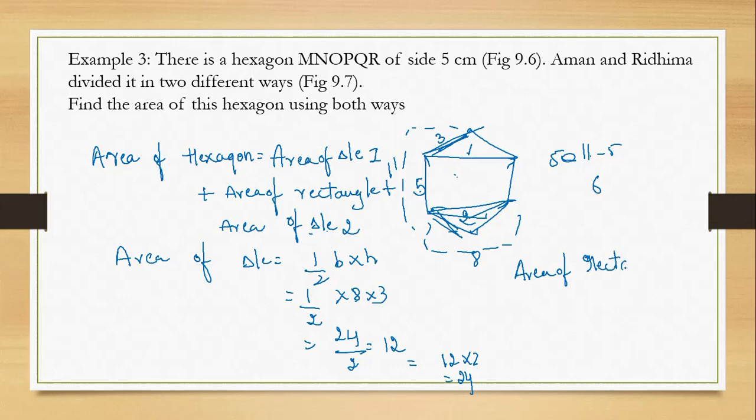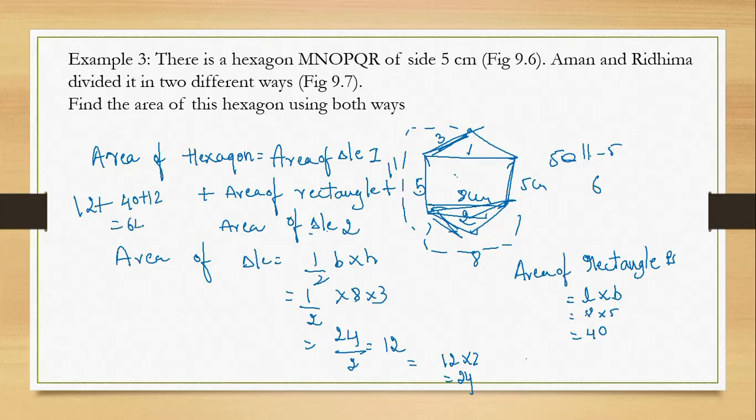Then we know the area of a rectangle is length into breadth. The length is given, that is 8 centimeter, and the breadth is 5 centimeter. So 8 into 5 is 40. Then we add these: the area of the first triangle is 12, the area of the rectangle is 40, and the area of the second triangle is 12.